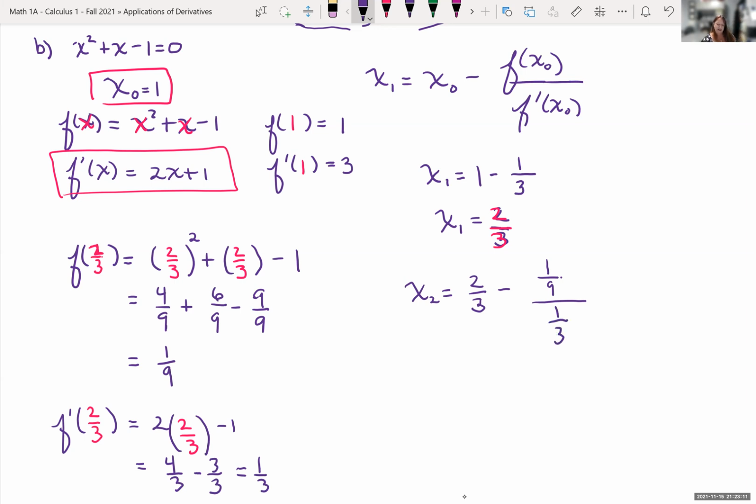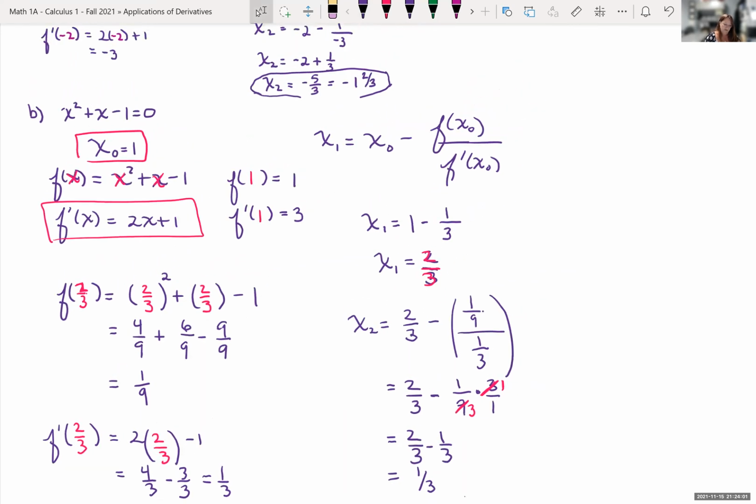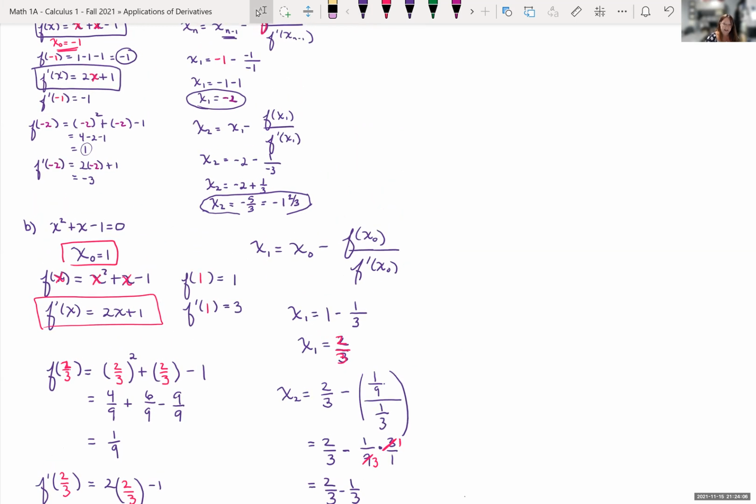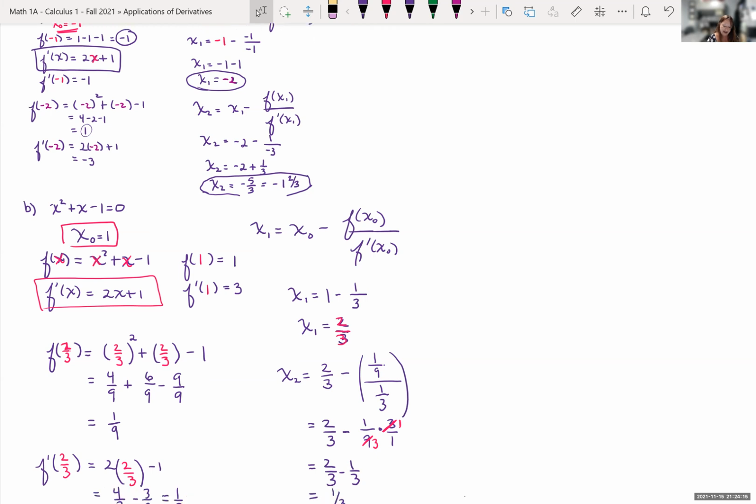So over here we have 1/9 divided by 1/3. I'm going to rewrite that division as a multiplication. This is the same thing as 1/9 times the reciprocal of the denominator, so times 3, or 3/1 if you want. Order of operations says multiplication comes before addition or subtraction. I notice I can reduce here. 3 goes into itself once, 3 goes into 9 3 times. So this leaves us with 2/3 minus 1/3, which is 1/3. Okay, so just doing 2 iterations, we're guessing that our x-intercepts right now are between -1 and 2/3 and 1/3.